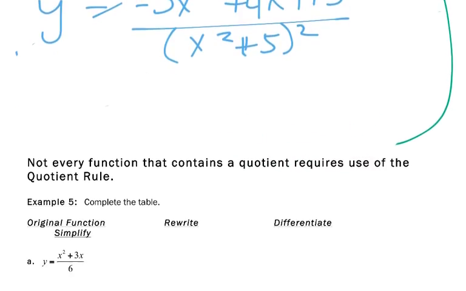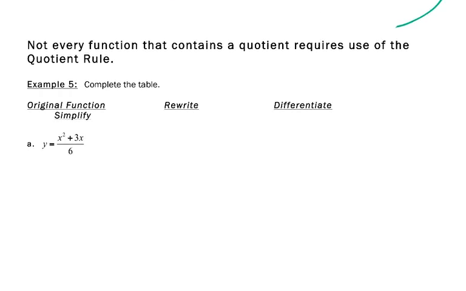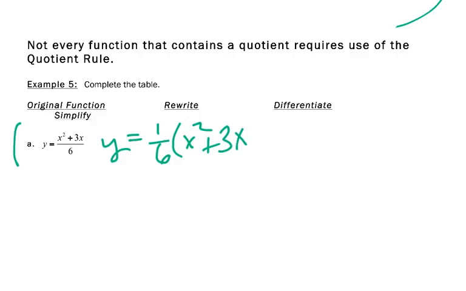All right, so the next part is, not every function that contains a quotient requires the use of the quotient rule. So taking a look at A, the quotient here, your numerator would be x squared plus 3x. That could be f of x, and 6 could be g of x. But it's really easier just to rewrite this with a 1/6 out front, like this. And then we can differentiate with the constant rule and the sum rule.